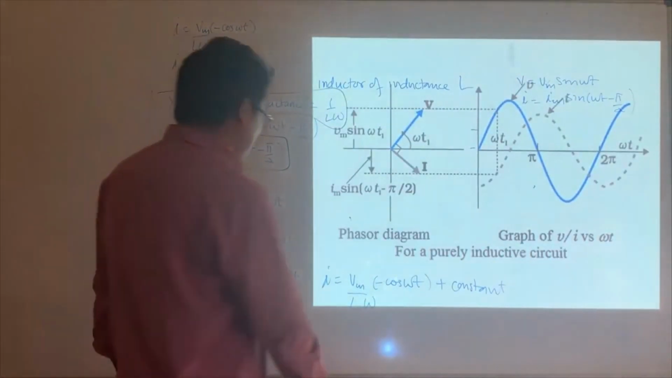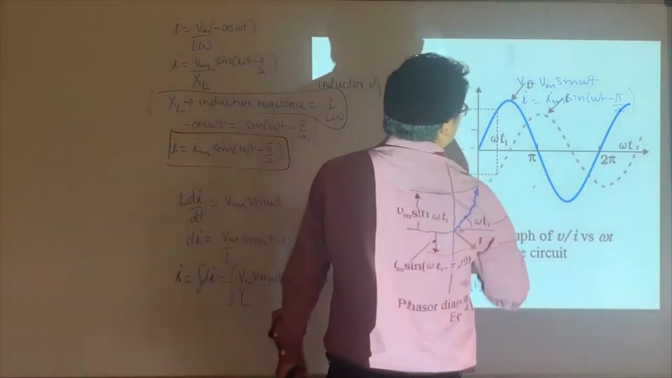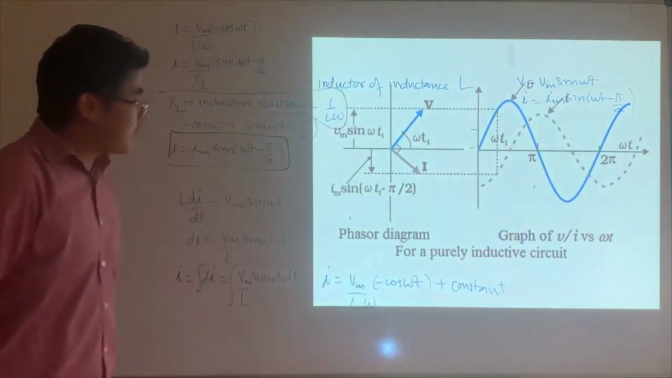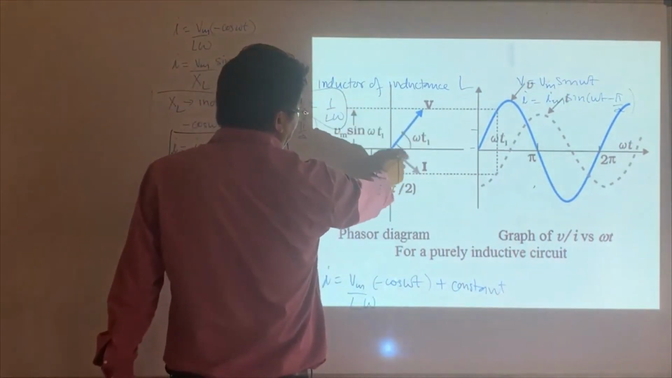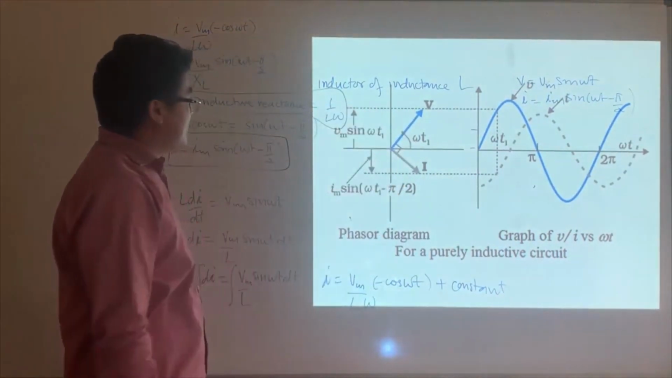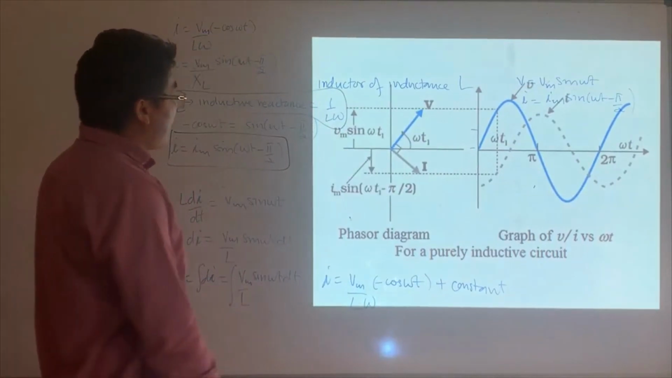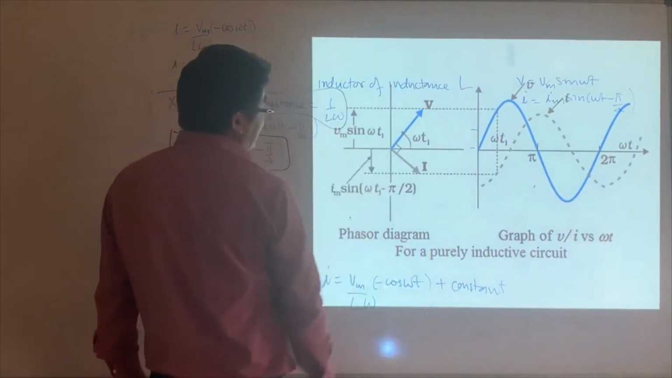We try to represent this in terms of a Phasor diagram method. So this is the voltage, and this is the current. So current is behind voltage by 90 degrees.